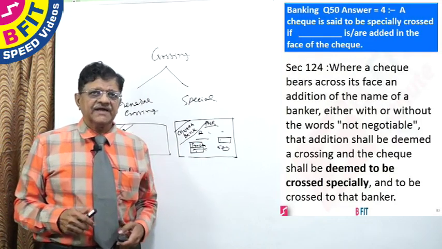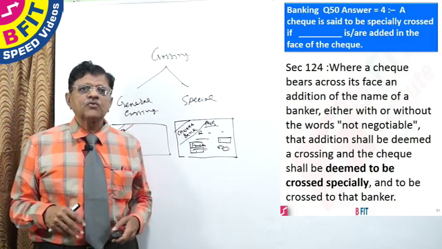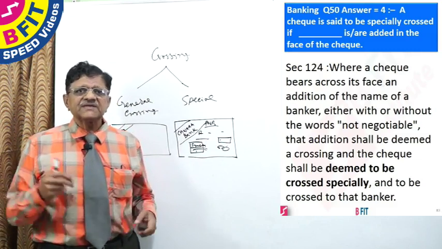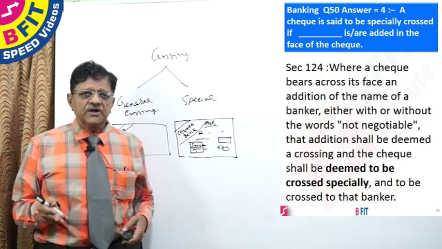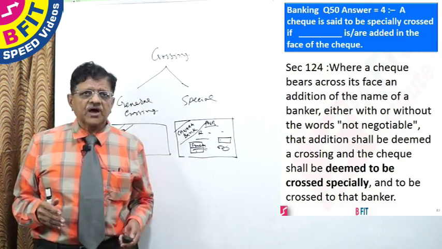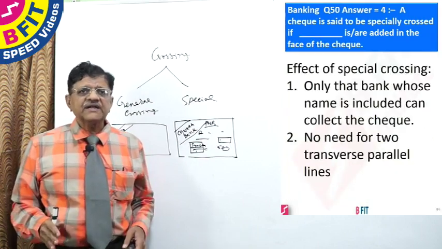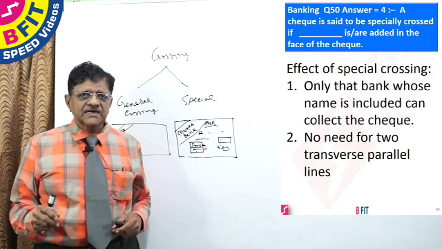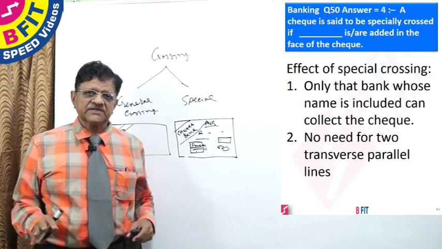I have given in this slide the exact section under which special crossing appears. Section 124 deals with special crossing, where a check bears across its face an addition of the name of a banker, either with or without the words "not negotiable". That addition shall be deemed to be a crossing, and the check shall be deemed to be crossed specially and to be crossed to that banker. What is the effect of special crossing? Only that bank whose name is included can collect the check. There is no need for two transverse parallel lines for special crossing.